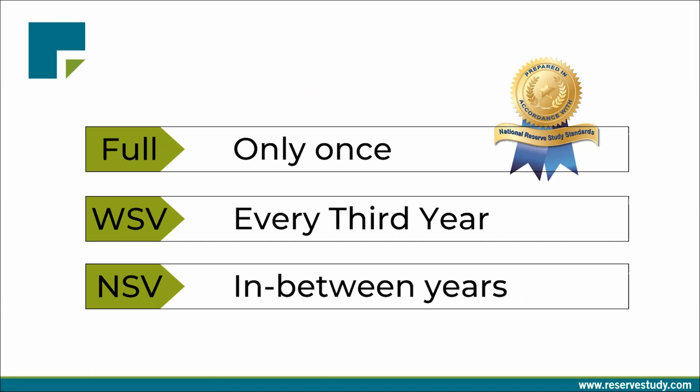You don't need to hire us to reestablish those numbers. And the with site visit is typically done every 3rd year. That's now national best practice. That's new information since Champlain Towers South fell in 2021. And the no site visit is a great, very inexpensive, but valuable update that many associations do in those in-between years 2 and 3, in between that every 3rd year product.